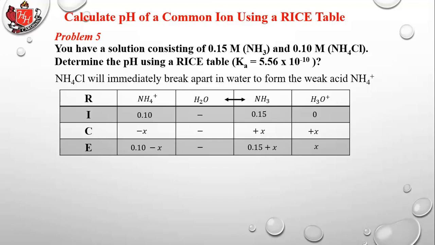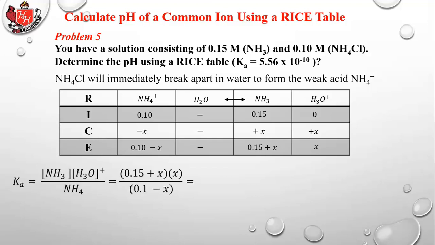Okay, so we're going to go ahead and write our law of mass action. There it is, and we're going to plug in the algebraic expressions. So convince yourself that those are correct. Products on the top, right side on the top, reactants left side on the bottom. Okay, of course, we can use the simplifying assumption now, and that gives us the actual Ka that we have up above in the question, 5.56 times 10 to the negative 10th equals 0.15x over 0.1.